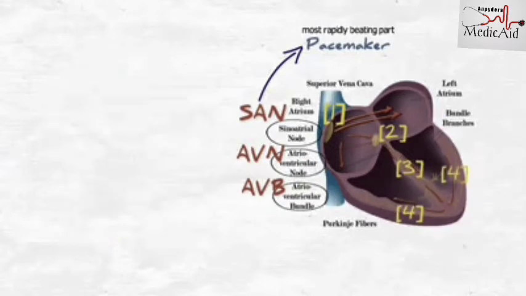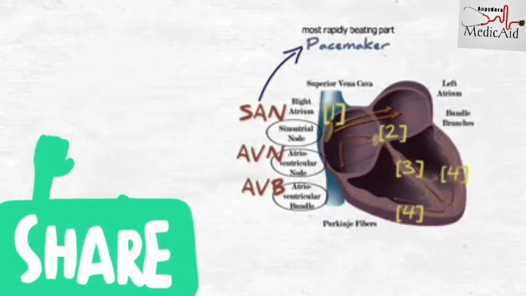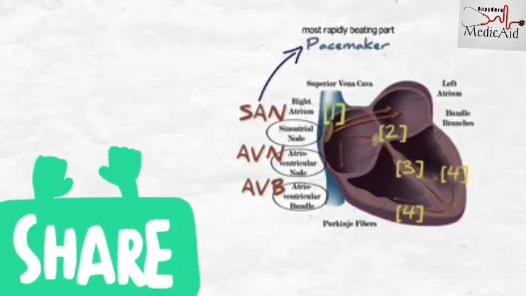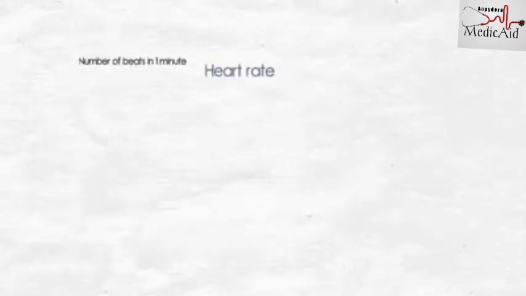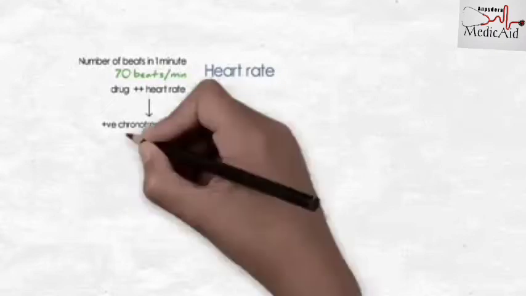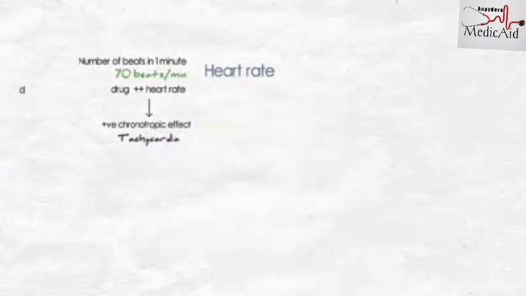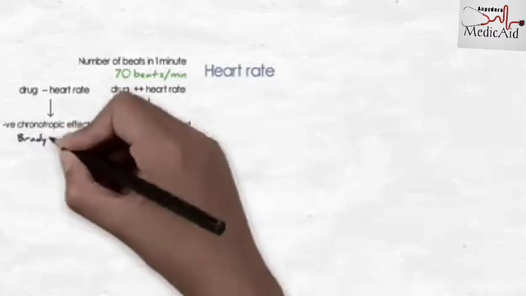Finally, we'll talk about some important definitions that will be extensively used in the next lectures. The first one is the heart rate. It is the number of beats in 1 minute, normally 70 beats per minute. If a drug increases the heart rate, it is said to have a positive chronotropic effect, or tachycardia. And if a drug decreases the heart rate, it is said to have a negative chronotropic effect, or bradycardia.